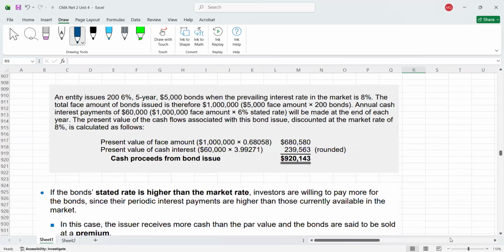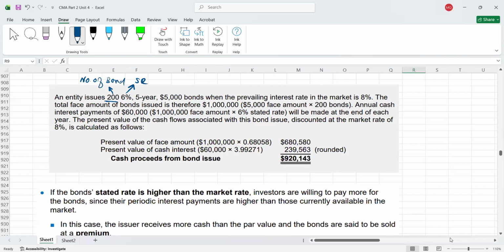So what they're saying is that an entity issues 200. Can you see, is there any dollar sign attached with the 200? No. So it means these are the number of bonds, like 200 bonds. 6%, which is written here, this is actually the stated rate which is mentioned on the bonds, because this information is available with the bonds.